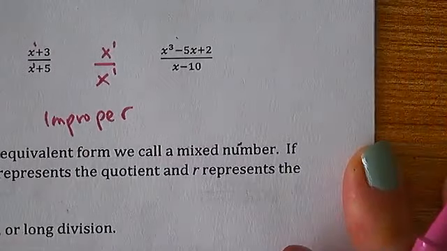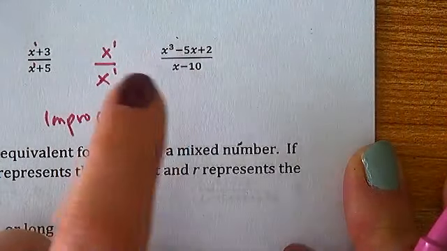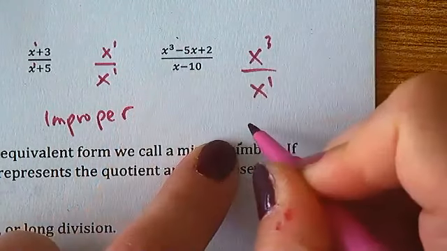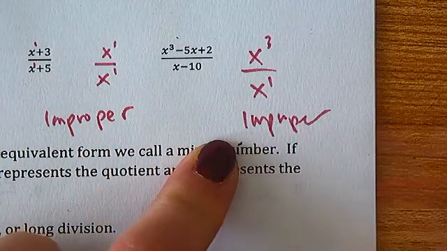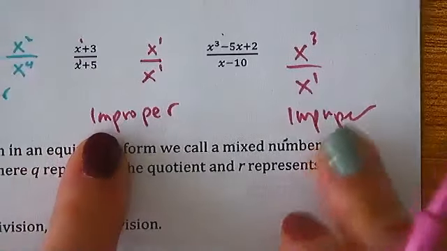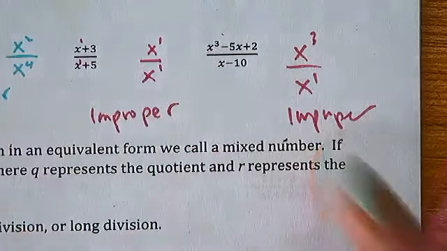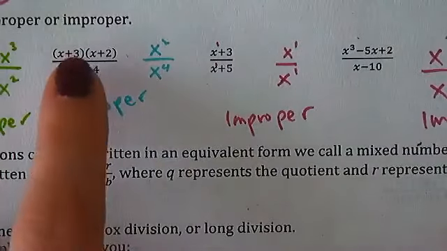And then this last one, cubic, highest degree over linear. So it's bigger on top than on bottom, which would make it improper. So there's two different types of impropers. Either it's bigger on the numerator or they're equal. And then proper is smaller than the numerator.